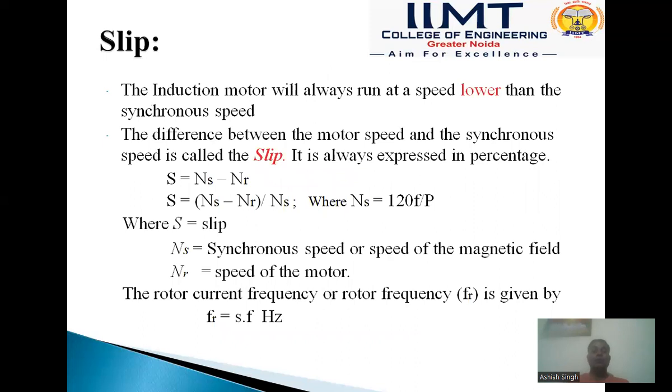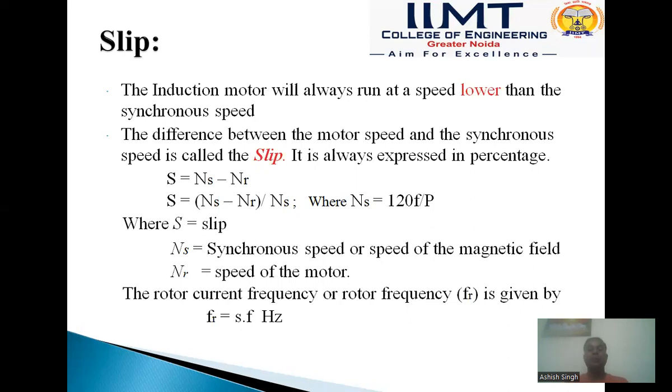Now, we will study slip. What is slip? As we know, the induction motor does not run at synchronous speed. So, the speed of the rotor of a three-phase induction motor is always lower than the speed of the rotating magnetic field, or synchronous speed. The difference between the rotor speed and the synchronous speed of the rotating magnetic field is termed the slip, and it is always expressed in percentage.